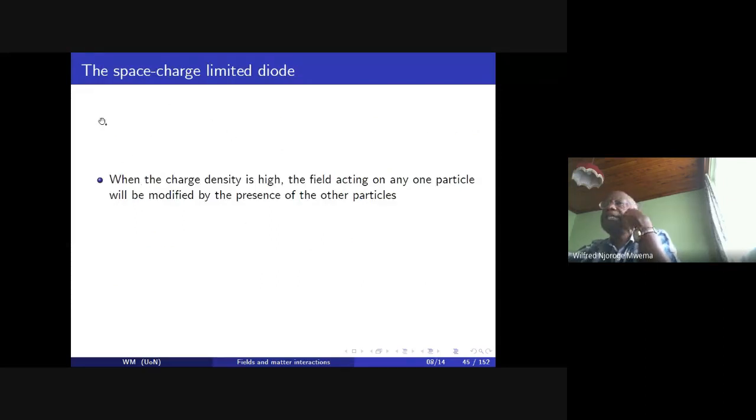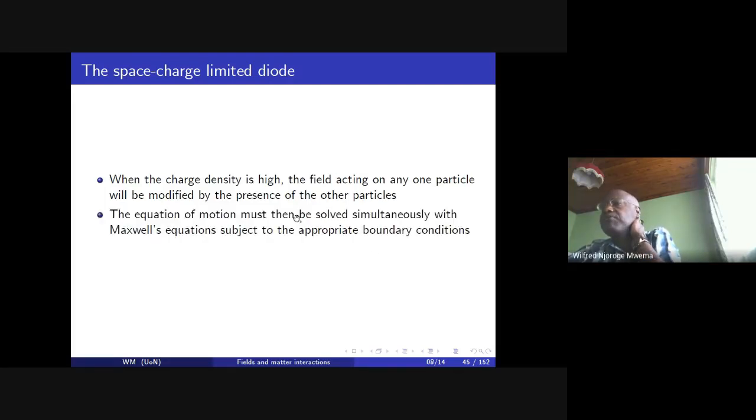So, an important device that uses some of these results is what we call a space charge limited diode. When the charge density is high, the field that is acting on any one particle will be modified by the presence of the other particles. We know that like charges will repel, and therefore we have a field that will be different when the particles are close together. So the equation of motion must be solved simultaneously with Maxwell's equations, and we subject these to the appropriate boundary conditions that the fields must fulfill in that particular situation.